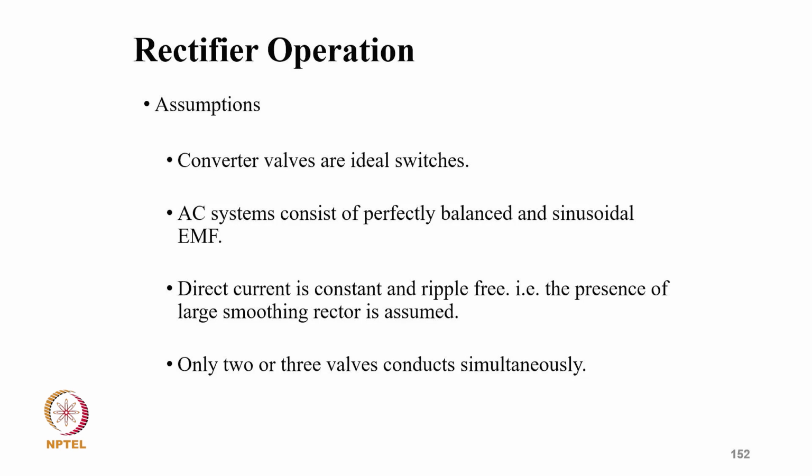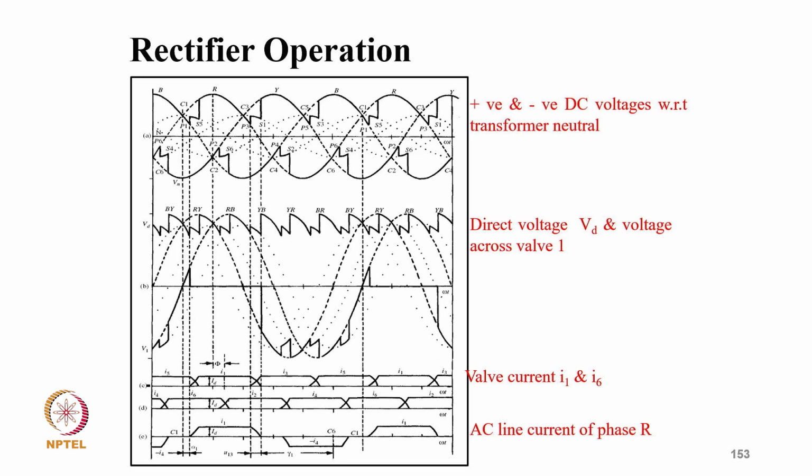So now coming to rectifier operation. The assumptions are: converter valves are ideal switches, and the AC system consists of perfectly balanced and sinusoidal induced EMF. Direct current is constant and ripple free, that is, the presence of a large smoothing reactor is assumed, and only 2 or 3 valves conduct simultaneously.